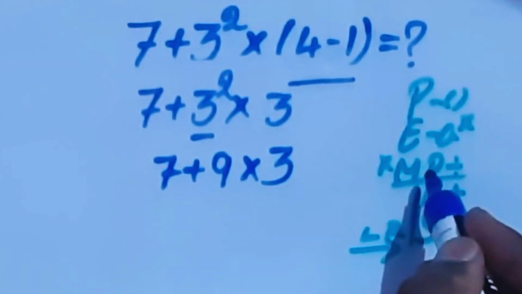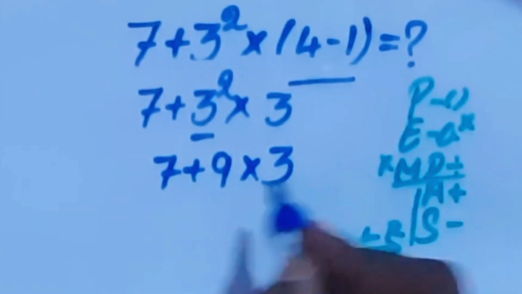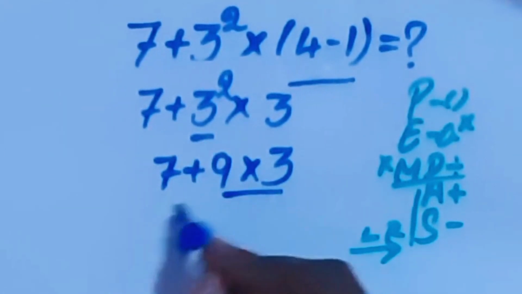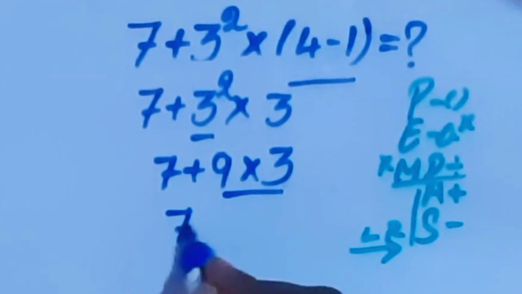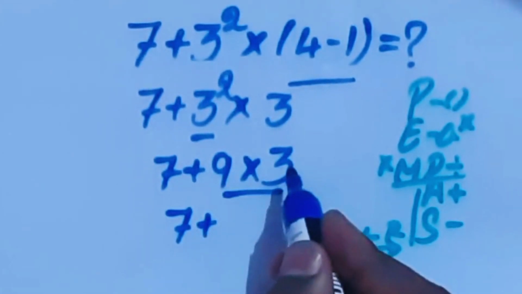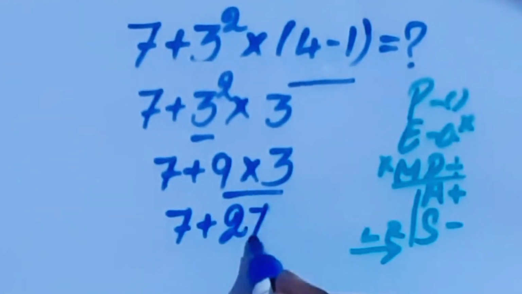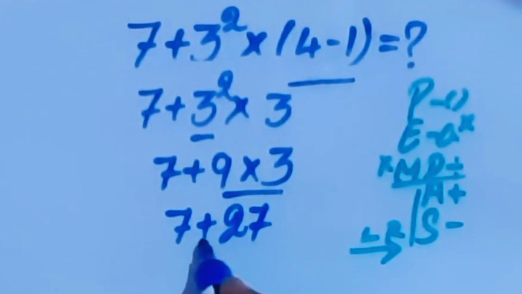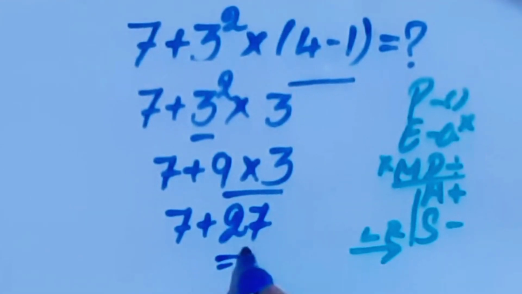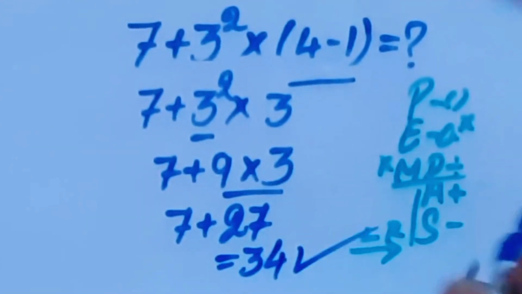Here the next priority is multiplication and division. So we have to do this multiplication before this addition. Here 7 plus 9 times 3 is 27. Here 7 plus 27 is 34, which is the correct answer.